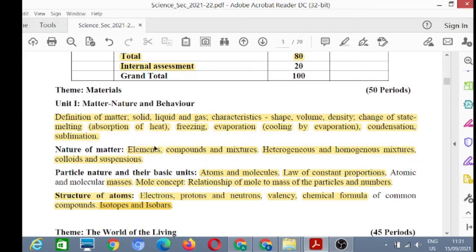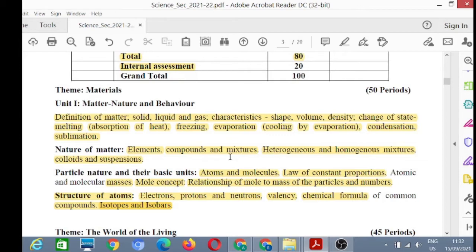Now, second topic is nature of matter. So, in nature of matter, we have elements, then compounds, then mixtures. So, we have two types of mixtures here, heterogeneous and homogeneous mixtures. Heterogeneous mixtures are non-uniform mixtures and homogeneous mixtures are uniform mixtures. Then we have colloids and suspensions.